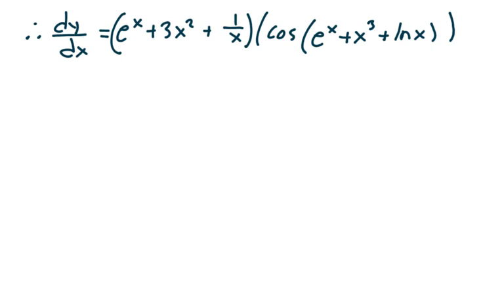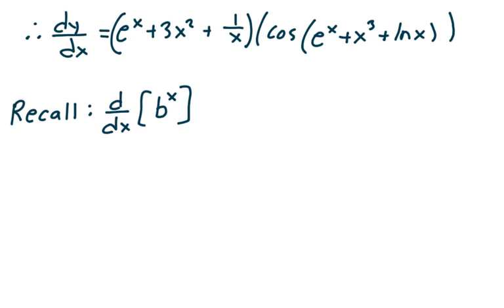Okay. Now, recall the derivative of, we'll do a different function. So we'll do b to the x. The derivative of b to the x with respect to x is equal to b to the x times natural log of b. Okay, this one's tricky.